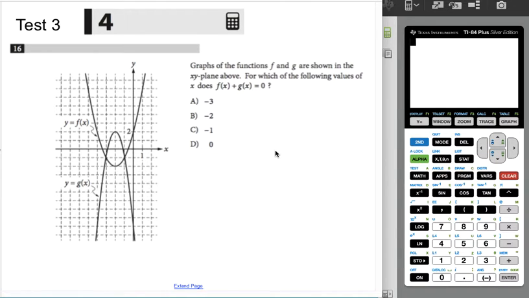All right, this is SAT prep. We are doing test 3, section 4, and this is number 16. So we're given a graph. It says the graphs of function f and g are shown in the xy plane above. It's not really above, it's to the side because of how I had to make the slide. For which of the following values does f of x plus g of x equal 0?